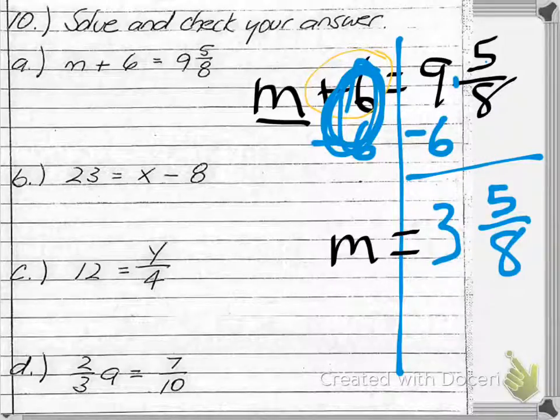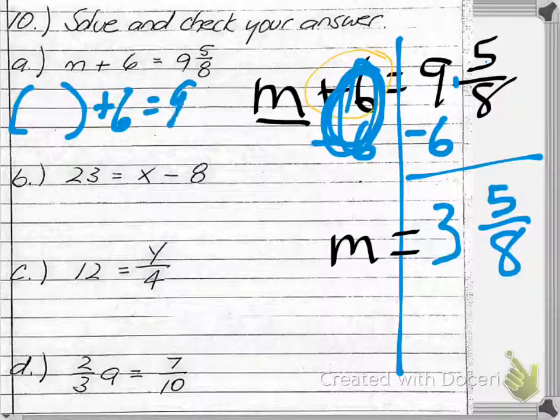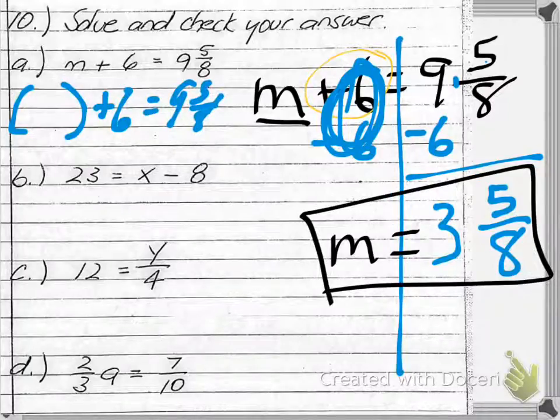Okay. So to check it, we would put parentheses where our variable is, and then we put in what we said m was. We said m was 3 and 5/8. And 3 and 5/8 plus 6 does equal 9 and 5/8.